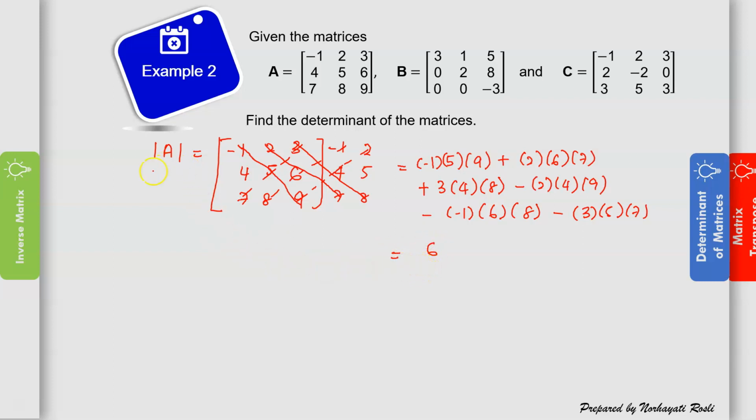And then you can do the same way for B and C. For B, when you do this way, you will get the answer negative 18. And for C, the answer is 42. So class, this is the way on how we can compute determinant using diagonal expansion.